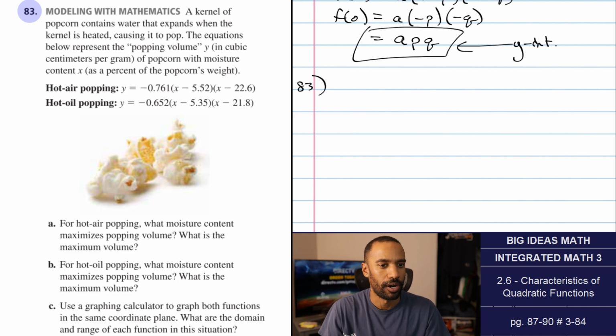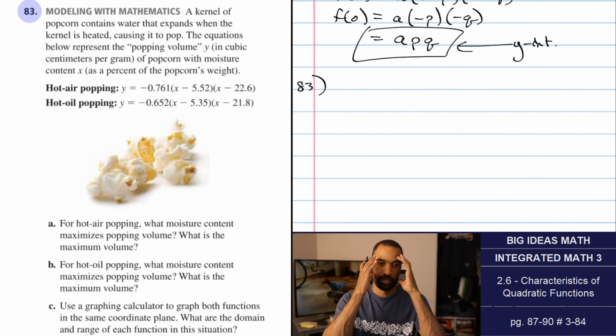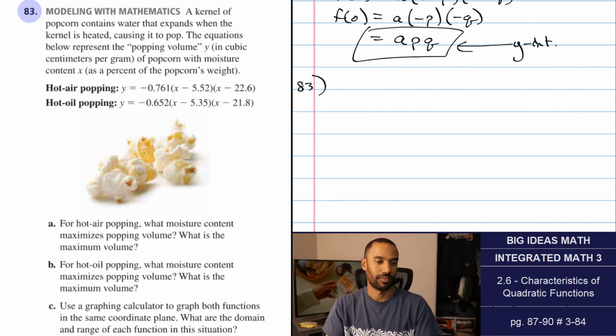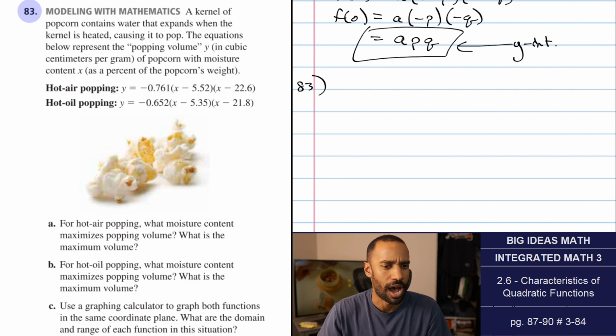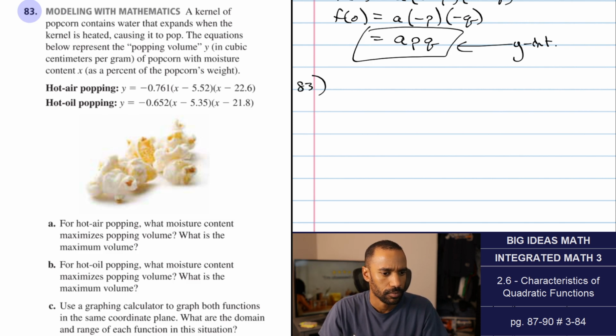A kernel of popcorn contains water that expands when the kernel is heated, causing it to pop. The equations below represent the popping volume y in cubic centimeters per gram of popcorn with moisture content x as a percentage of the popcorn's weight. Okay, that's a lot to take in. We'll see what I can learn about this. Hot air popping versus hot oil popping. I hope they help me out a little bit here. Popping volume of popcorn with moisture content x. Oh, x is the moisture content. Hot air versus hot oil. I don't know what that part's about yet.